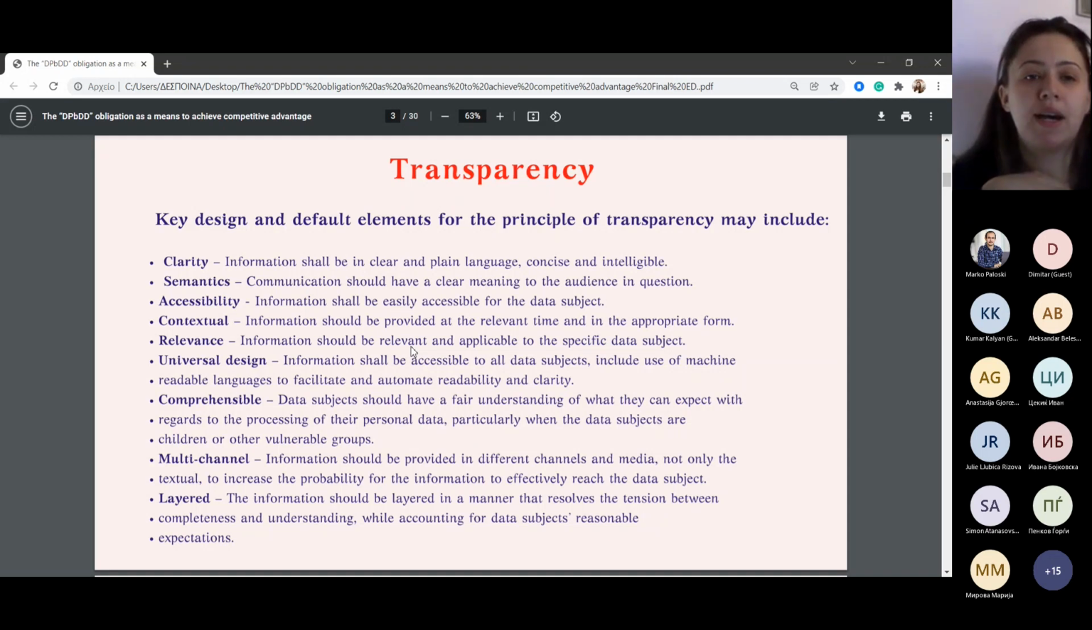One other key design element is that information should be provided multi-channel, that means in different channels and media, not only textual, in order to increase the probability for the information to effectively reach the data subject. Also, information must be layered, that means in a manner that resolves the tension between completeness and understanding, while accounting for data subjects' reasonable expectations.